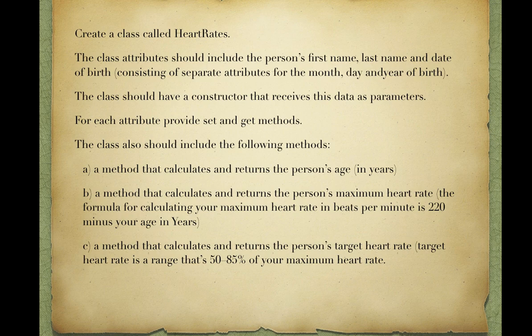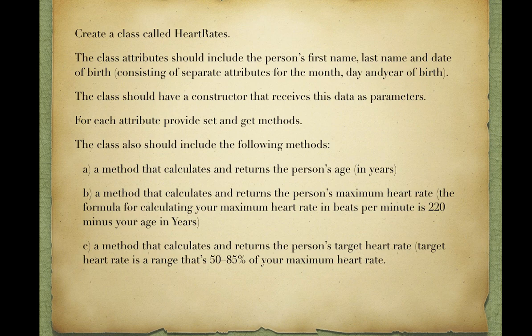It should have the class attributes include person's first name, last name, date of birth. Date of birth should consist of separate attributes for month, day, and year. And then it should have a constructor that receives this data as parameters. For each attribute, we need to have a getter and setter method.